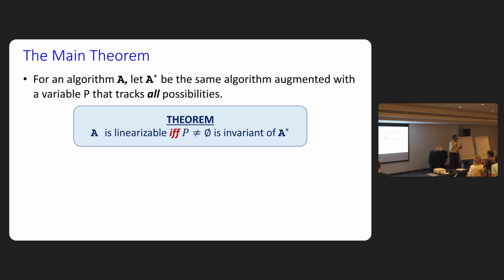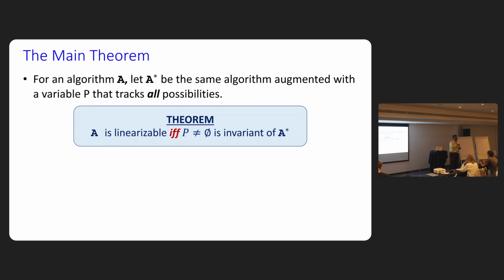So if that statement holds at every point of every run, then you say it is an invariant. P is the set of possibilities. If the set of possibilities never empties out, and that is so in every run, at every point in every run, then we claim that the original algorithm A must have been a linearizable algorithm.